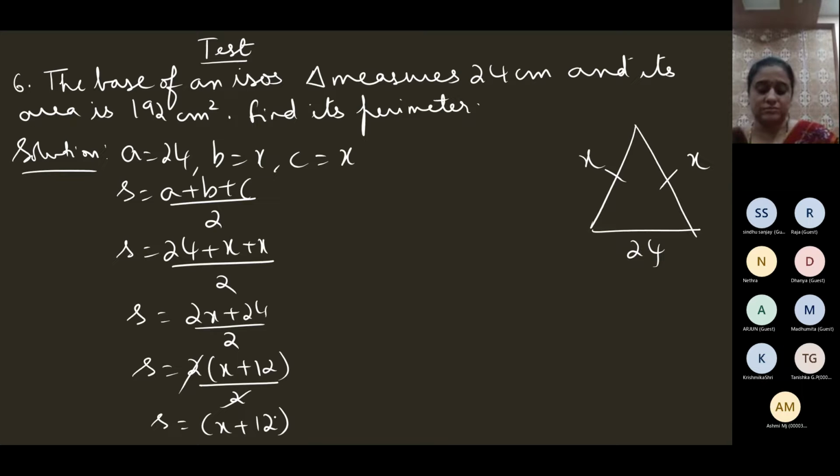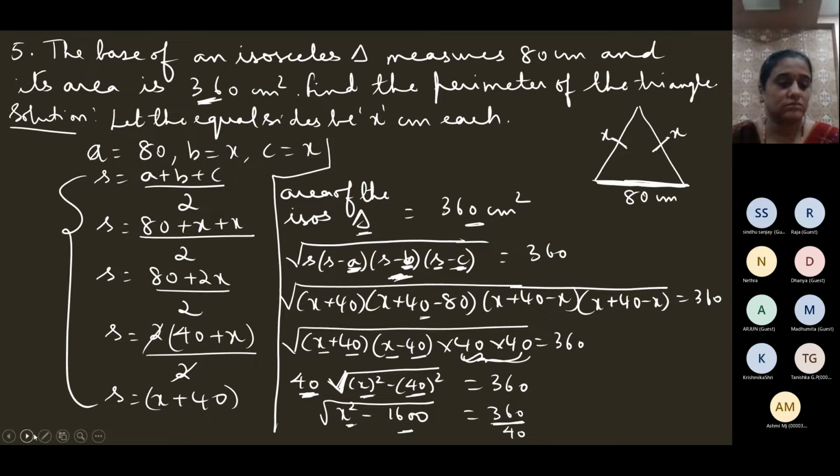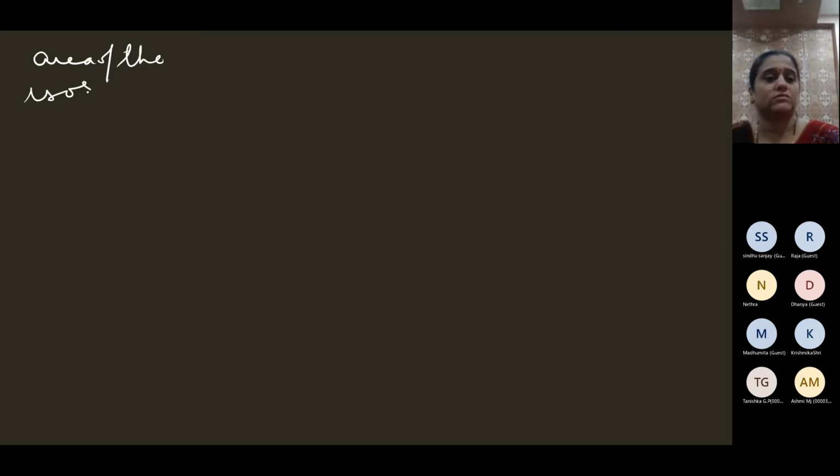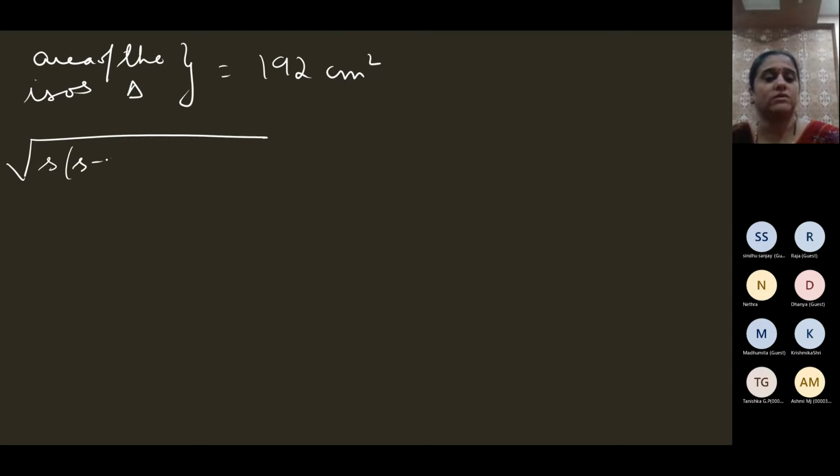So this is x. Area of the triangle is given to be 192 centimeters square. So since we only know the three sides, we have to use Heron's formula.